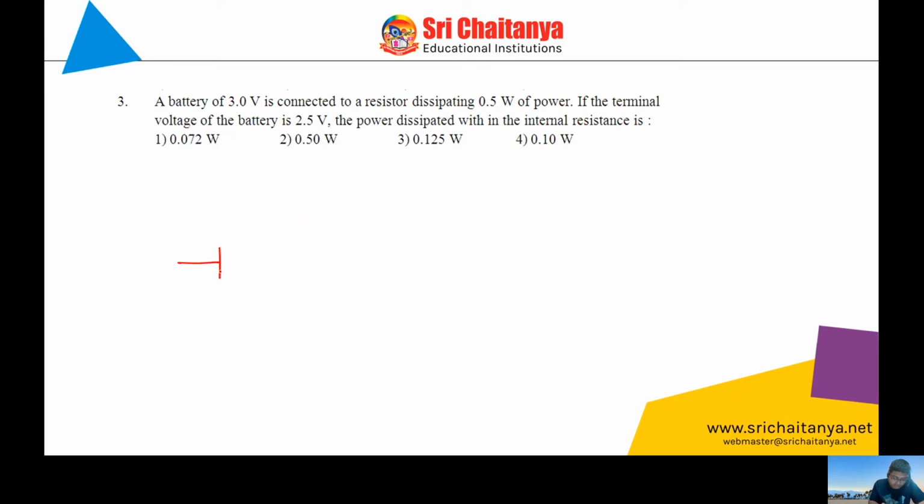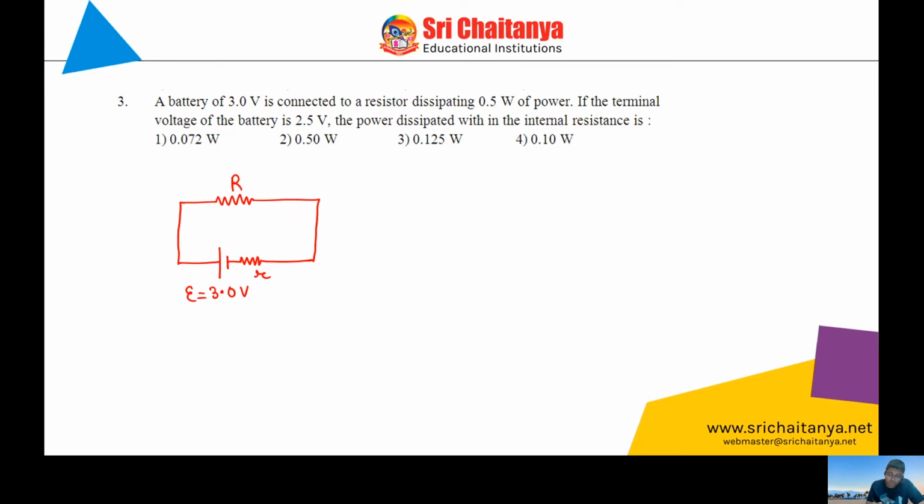Let's say this is the cell having some internal resistance. So this is the cell. Okay, and its EMF has been given to us as 3.0 volt. So that is EMF. Okay, and it is connected with some resistor. Let's say this is the external resistor. This is internal resistance, and the external resistance is a capital R here.